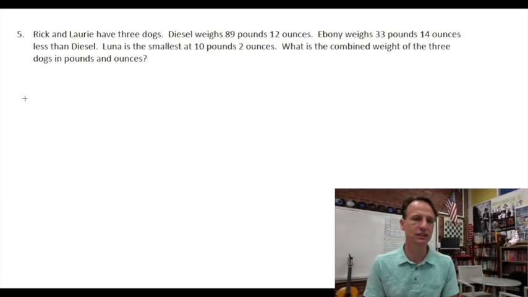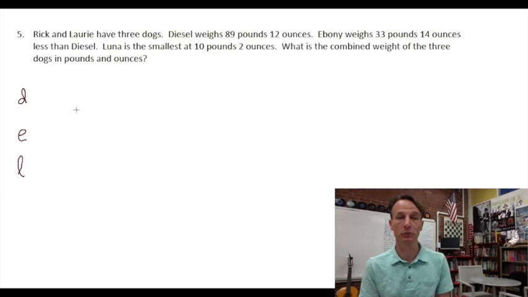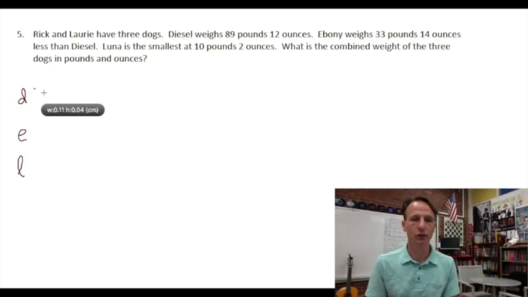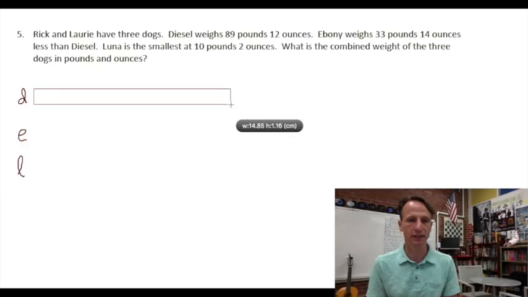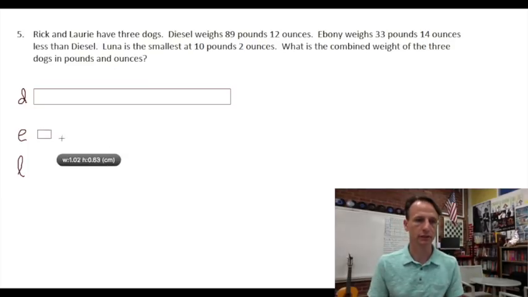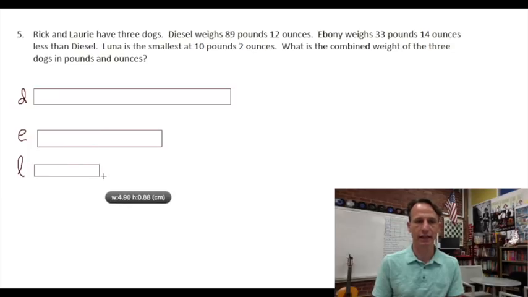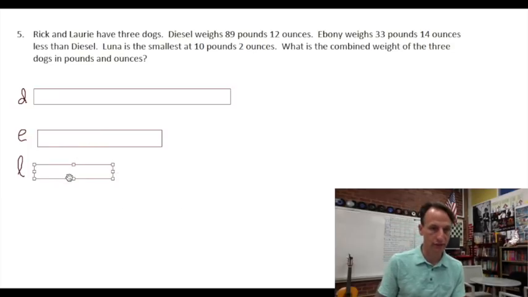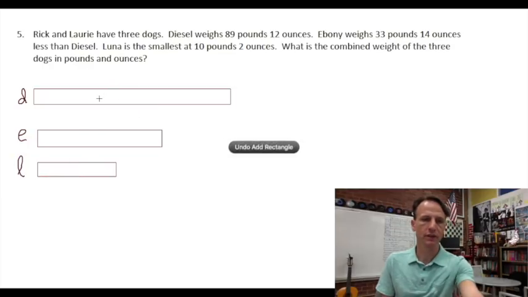All right, so we have Diesel, we have Ebony, and we have Luna. And I bet you anything that Rick and Lori are real people and they actually have these dogs. So let's go ahead and draw our tape. Diesel is the big boy, right? We could tell that. Ebony is 33 pounds, 14 ounces less. All right, and then Luna is the little guy at 10 pounds, 2 ounces. Line these up.